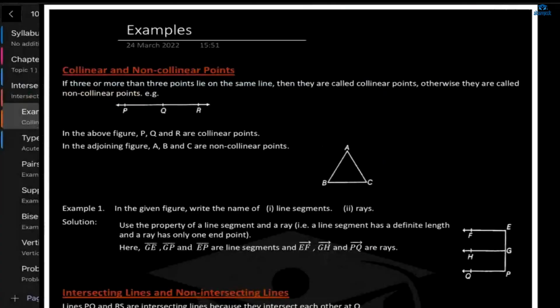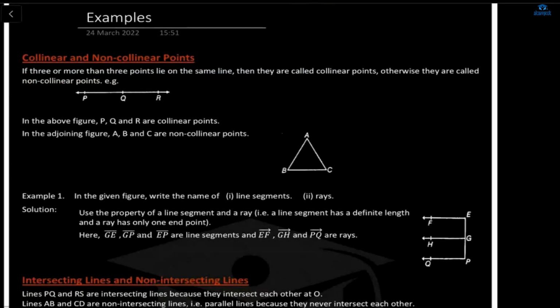Now, collinear and non-collinear points. Whenever we are talking about collinear points, a minimum of 3 points is required. Always remember: if 3 or more points lie on the same line, on a single line, whether all 3 points, or all 4 points, or however many points you are taking, all of those points are lying on a single line, then they are called collinear points.